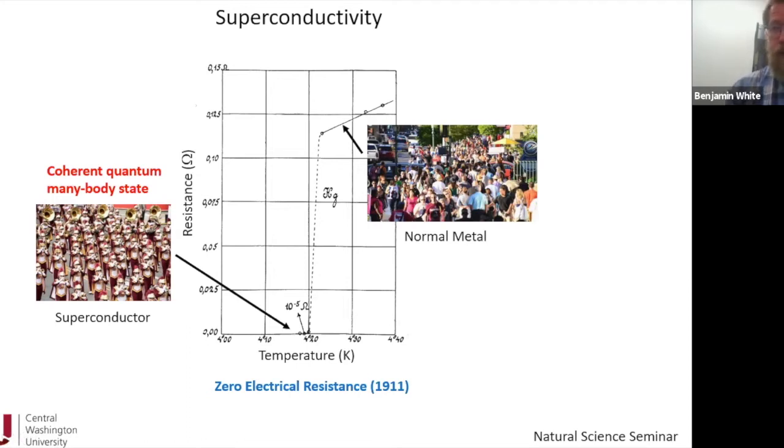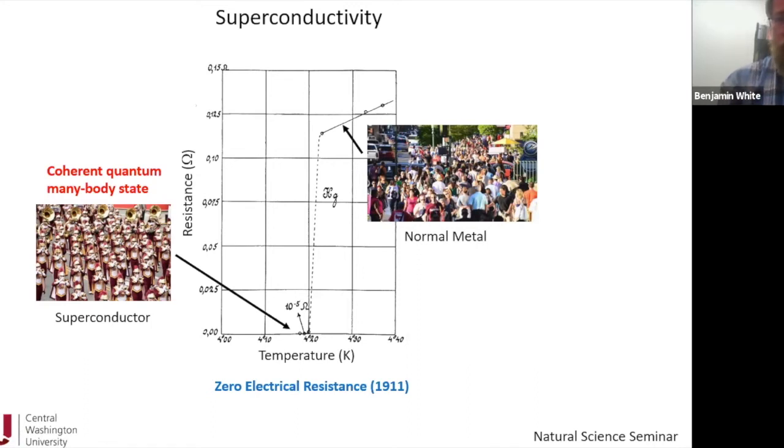Obviously, that has many possible technological applications, if you can send current through a wire without any dissipation. Of course, one of the problems is that the temperature where this happens tends to be pretty low, which means you tend to have to cool it with expensive liquid cryogens. So the dream would be to find a material that is superconducting at room temperature.